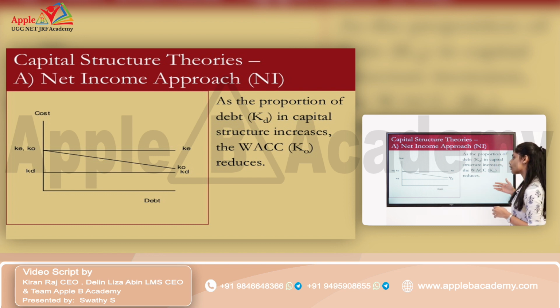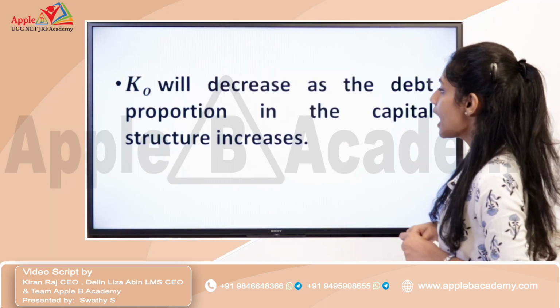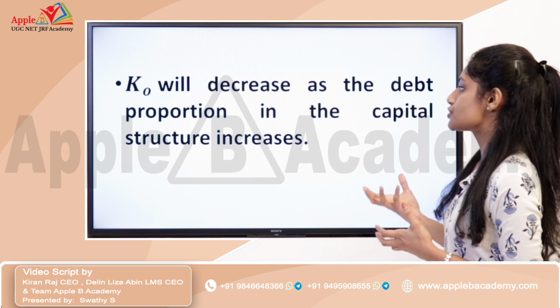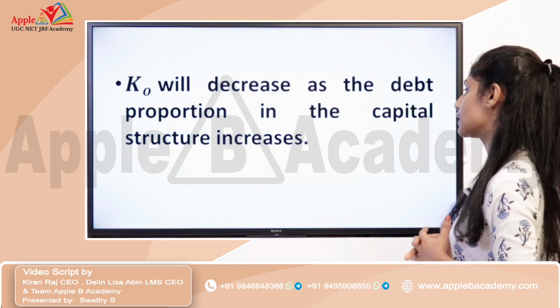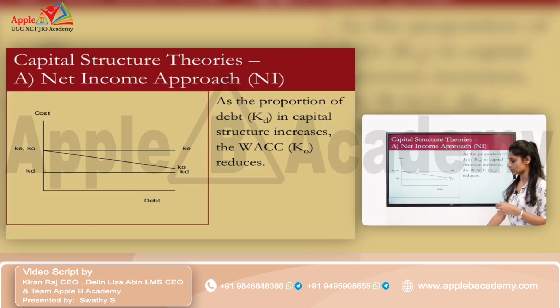So if you are using more and more debt, what happens to your cost of capital? Your overall cost of capital declines. As the proportion of debt, KD, in the capital structure increases, the weighted average cost of capital reduces. KO means the overall cost of capital, or the weighted average cost of capital. KO will decrease as the debt proportion in the capital structure increases. That is what we discussed under this particular diagram.